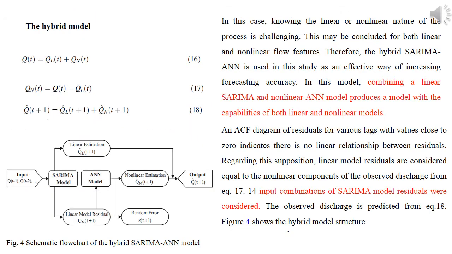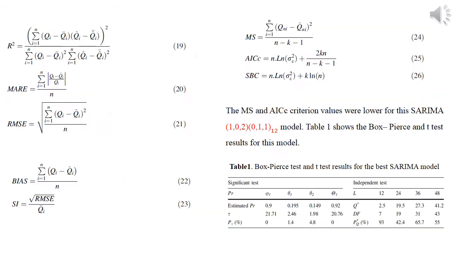The hybrid model is the combination of a linear and a non-linear model, where SARIMA is the linear model, and the SARIMA model residual is used as the input for the ANN model, which is the non-linear model. So from figure 4 we can see that the ANN and SARIMA models are used together as a hybrid model. These models are used for the prediction of discharge. Some statistical tools were used to check whether the model is good or not.